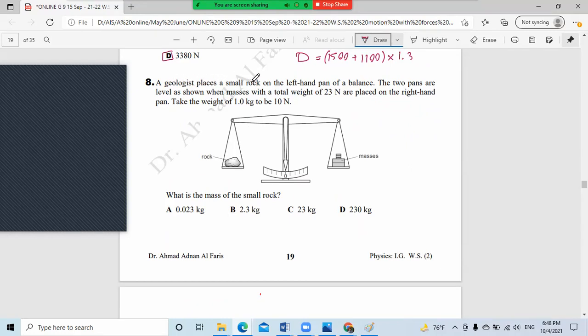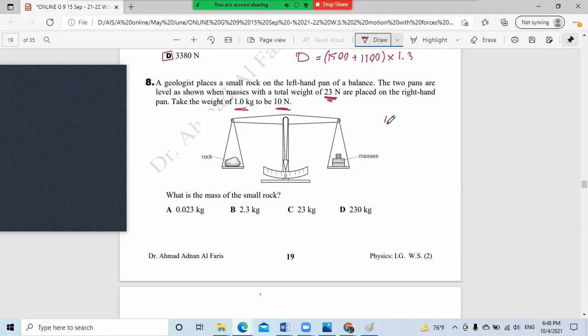A geologist places a small rock on the left-hand pan of the balance. The two pans are level when masses with a total weight of 23 Newton are placed on the right-hand pan. Take the weight of each 1 kilogram as 10 Newton. What is the mass of the rock?